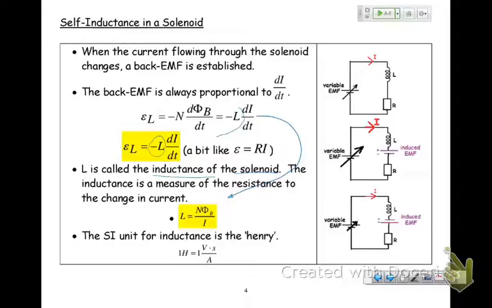Cool, okay. And so in SI units, the inductance is in henries. So a henry is a volt second over amp. What am I showing you in this diagram to the side? Just basically I'm showing you that you induce a back EMF.